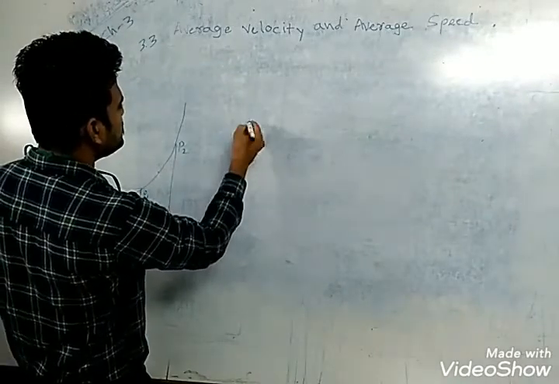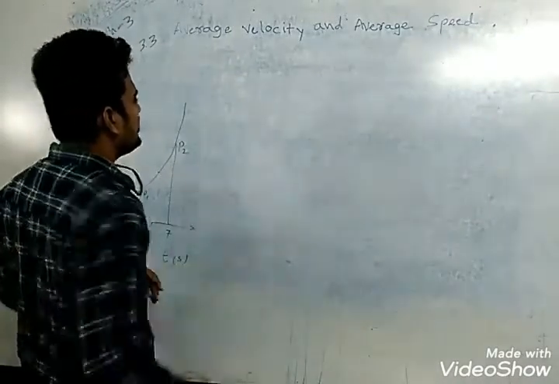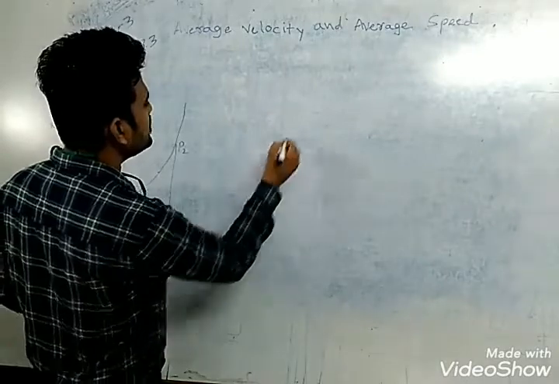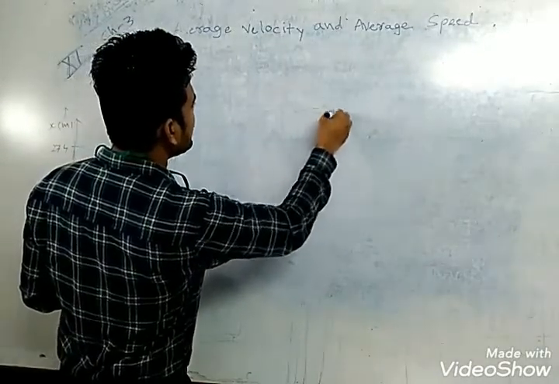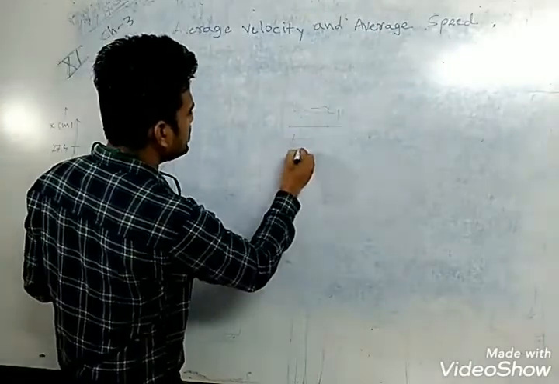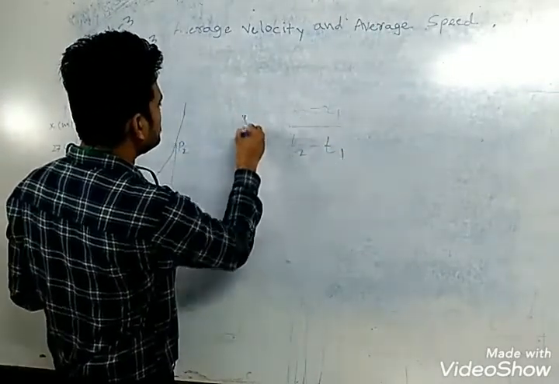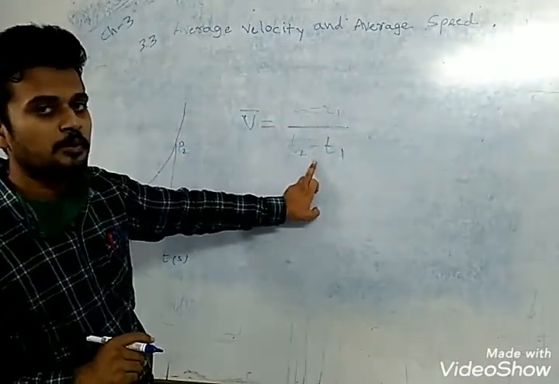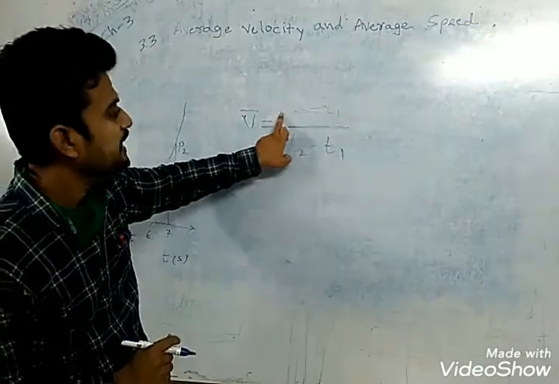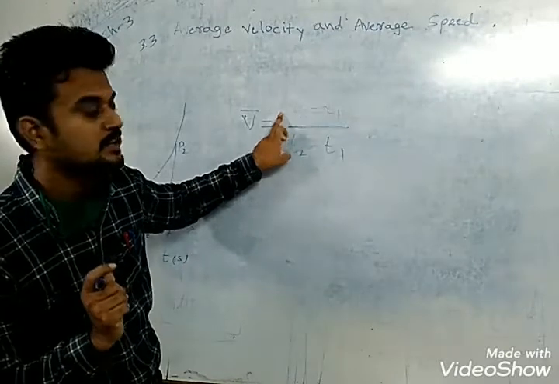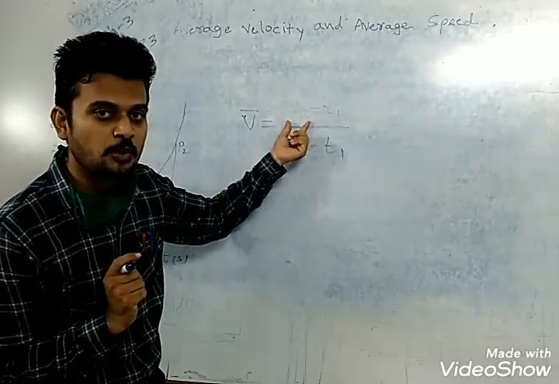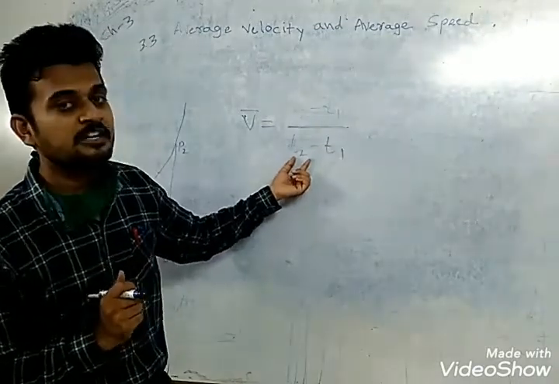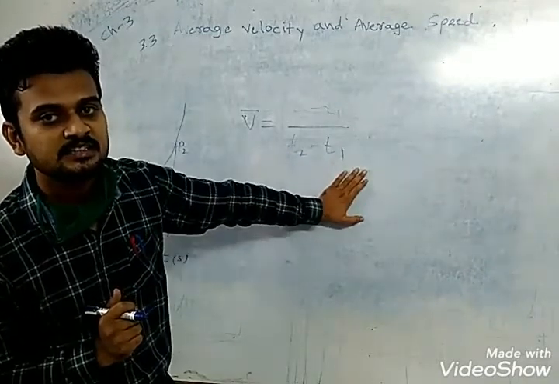So average velocity v bar is equal to x2 minus x1 upon t2 minus t1, where x2 is the final position of the object, x1 is the initial position of the object, and t2 and t1 are the respective times.